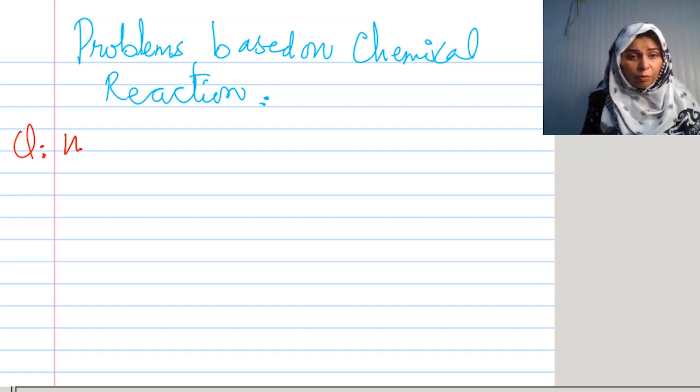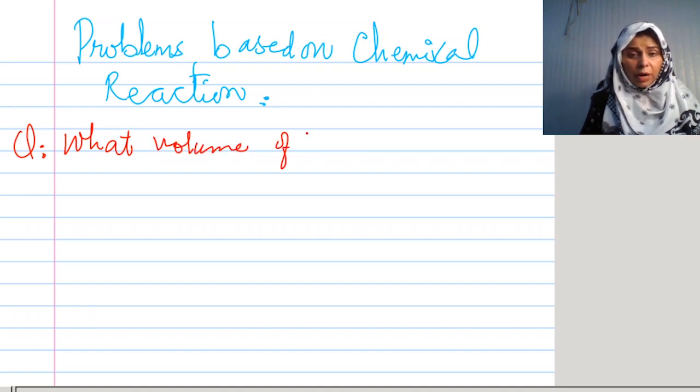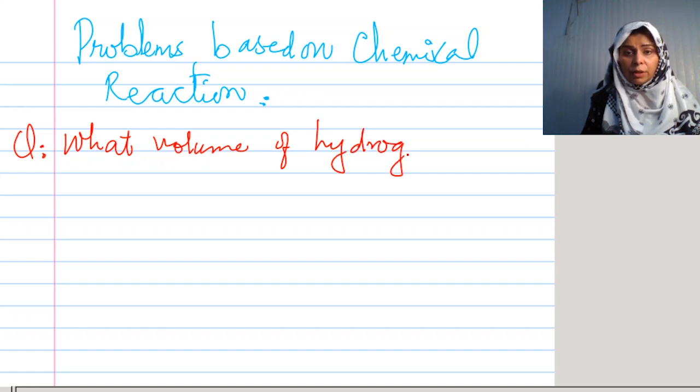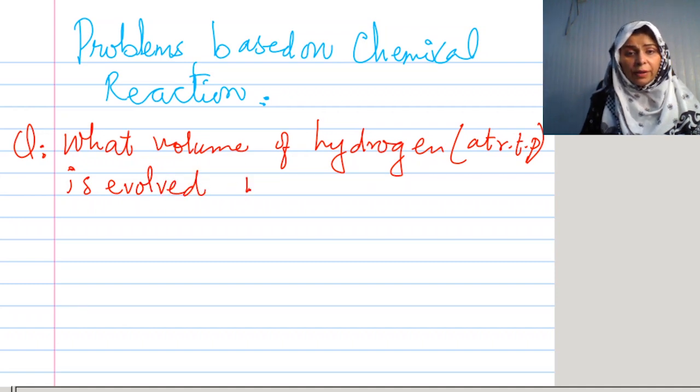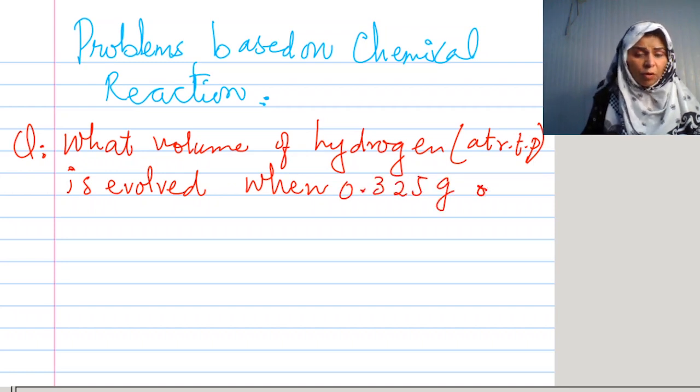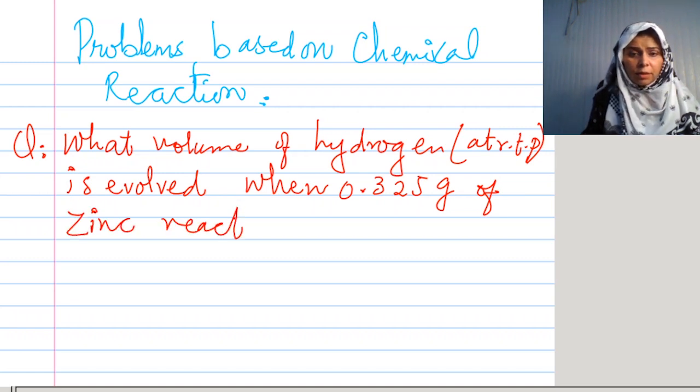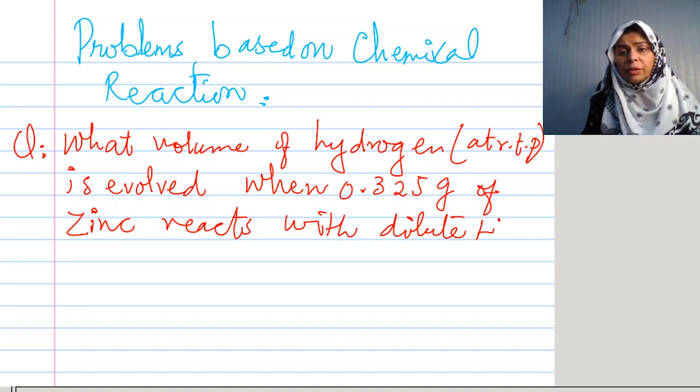The question is, what volume of hydrogen at RTP, this is room temperature pressure, is evolved when 0.325 gram of zinc reacts with dilute hydrochloric acid. I am going to just write down the formula.